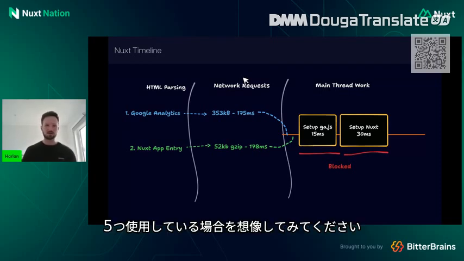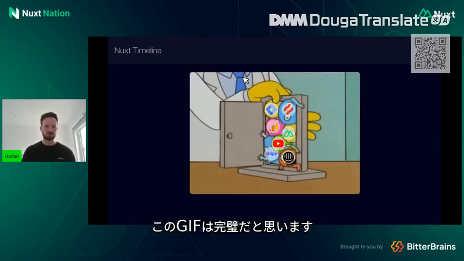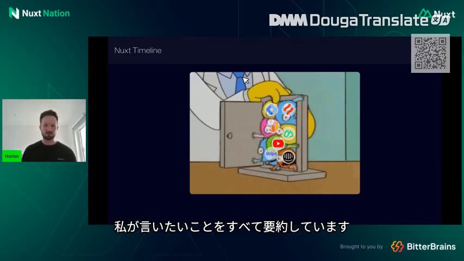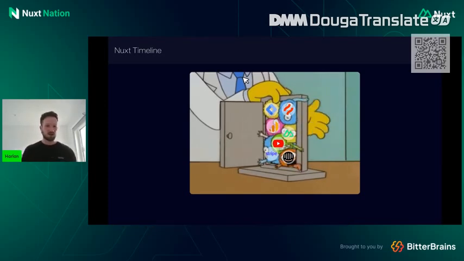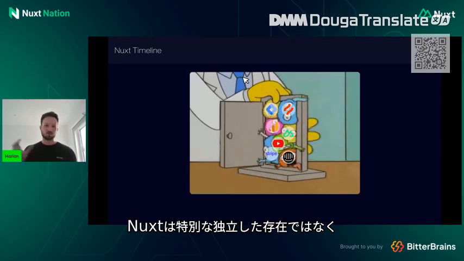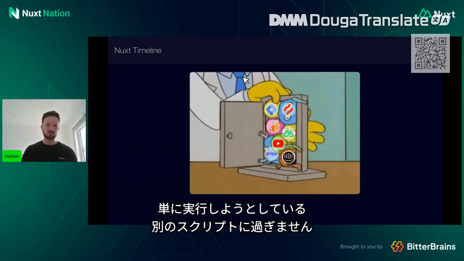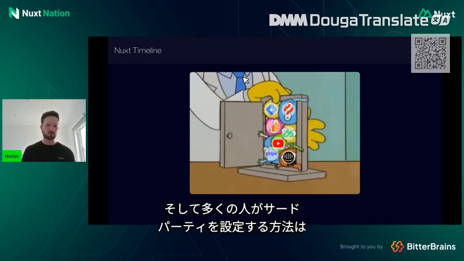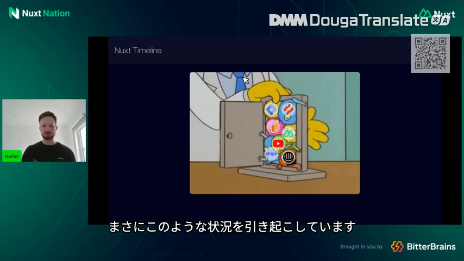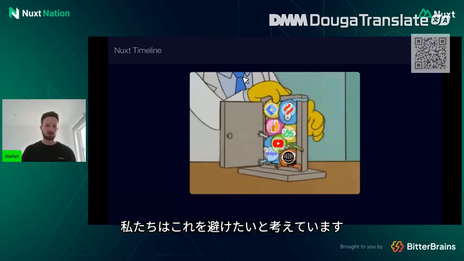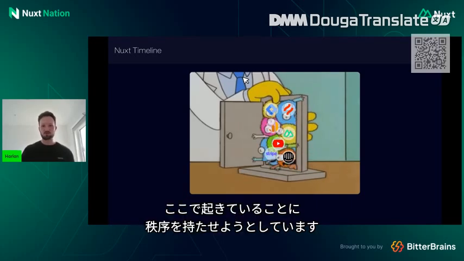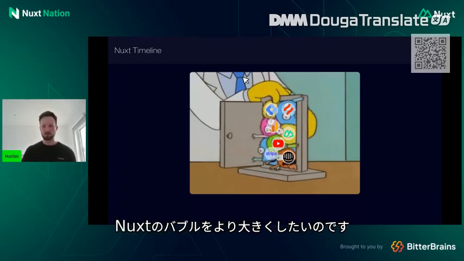And this is just one script. We can imagine if we're using five, right? So I think this GIF is perfect. It sums up everything I'm trying to say. Nuxt is not its own special little bubble. It's just another script that you're trying to push through. And most people set up their third parties in a way where this is exactly what's happening. So we want to avoid this. We want to try and make some order out of what's happening here, make the Nuxt bubble bigger.